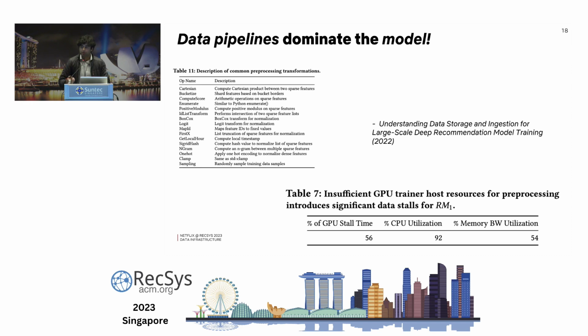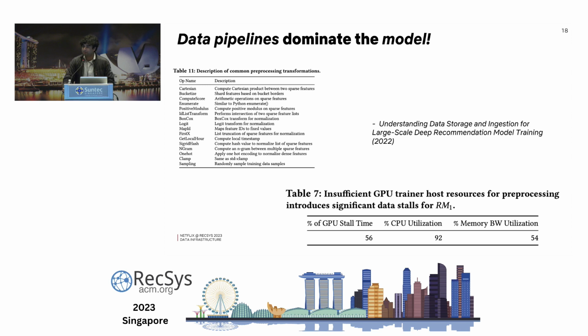The operations that are used in this procedure are often quite compute and time intensive. When we look at previous studies of recommender pipelines, we find that this is a significant cost. In fact, Meta did a study of their DLRM training cluster, and they found that for one of their models, 56% of the time, the GPUs were idling and just waiting for the CPUs to finish processing the data and feed it to the GPUs.